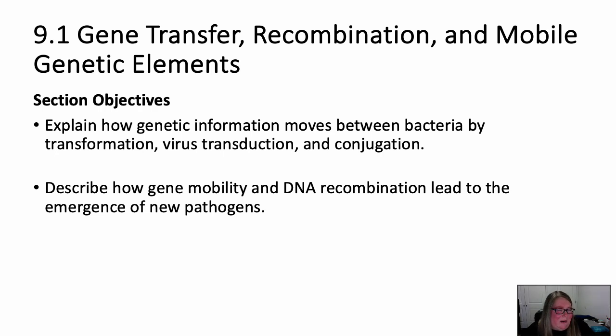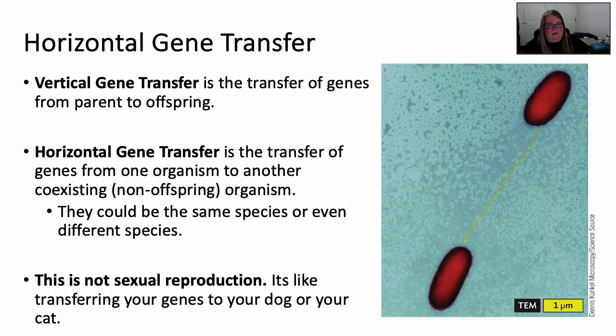So 9.1 is all about gene transfer, recombination, and mobile genetic elements. So the learning objectives for this section, you need to be able to explain how genetic information moves between bacteria by transformation, transduction, and something called conjugation. And then we're going to jump in and talk about gene mobility, so how genes move around the genome as it is. And we're going to talk about something called DNA recombination and how this can lead to the emergence of new pathogens. So the first thing we need to talk about is the different types of gene transfer.